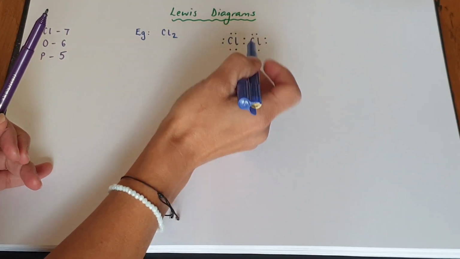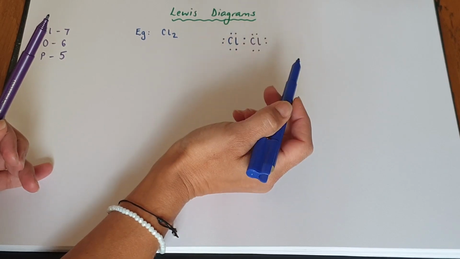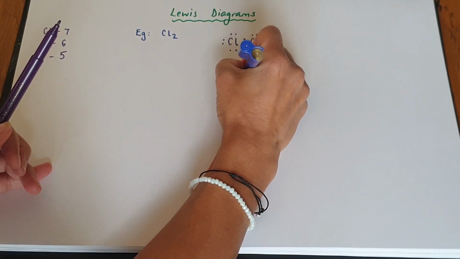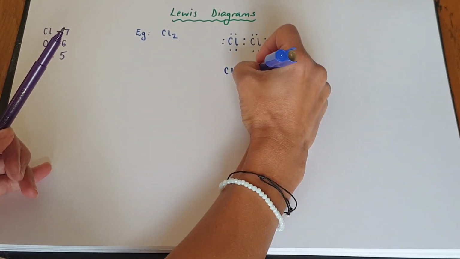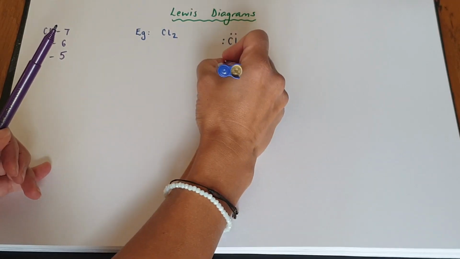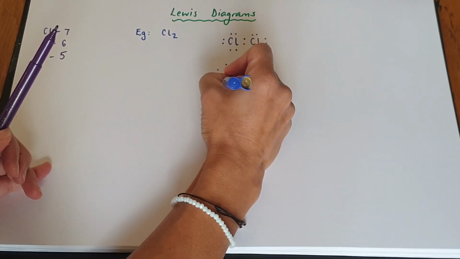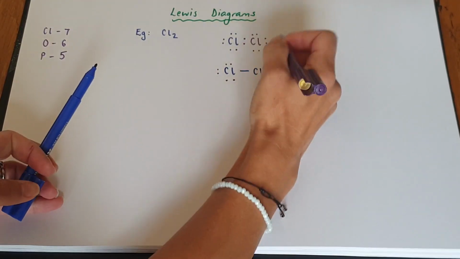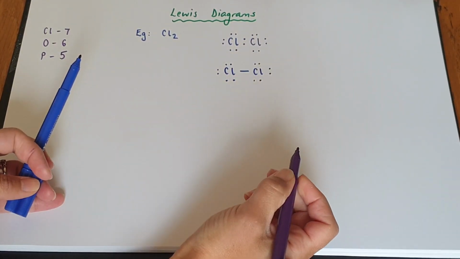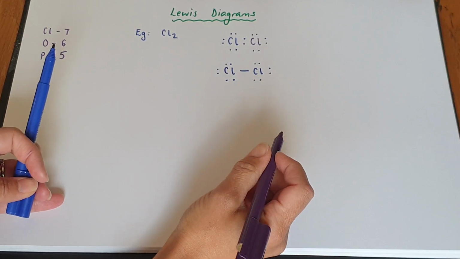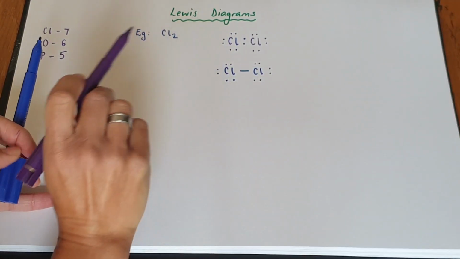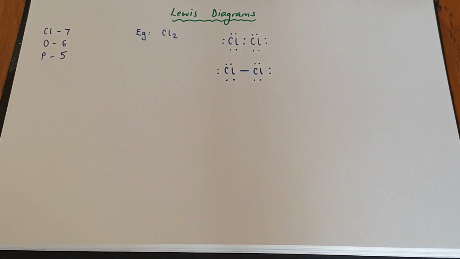We can represent this in this particular way, or we can represent it with a line, and one line indicates one pair of shared electrons. But what we still do, because it's a Lewis diagram, is we show the unpaired electrons. So if you are asked to show a Lewis diagram, please make sure you always represent the shared electrons and the unshared electrons.